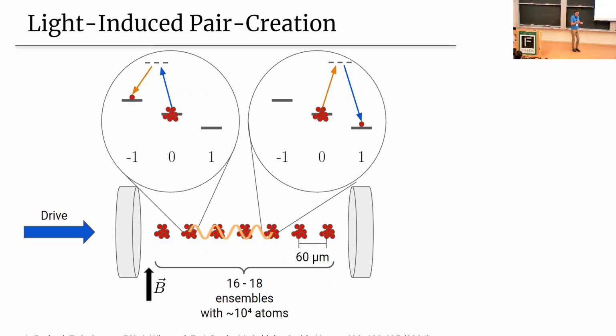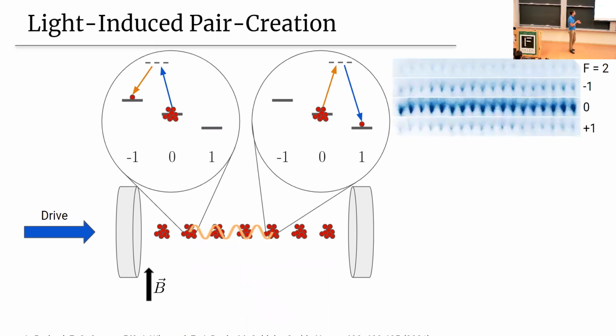And now we want to see how do you actually verify that it's an all-to-all interaction. And one thing you can do is you can look at correlations. And the nice thing about our cavity is that because it's so big, we have optical access to our atoms. So at the end of the experiment, we can take an image of our atoms and measure the population in the 0 and plus or minus 1 state, which is here a typical camera image. And here you see these 18 ensembles.